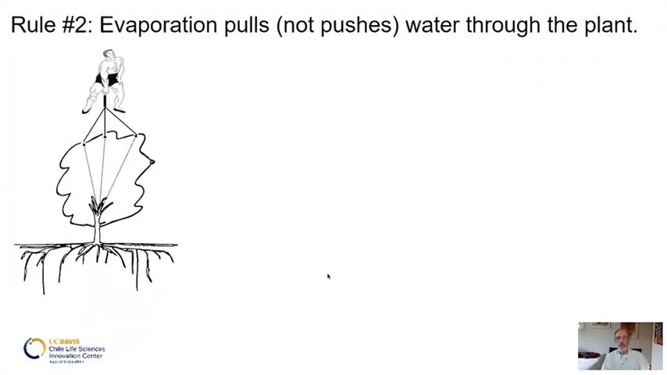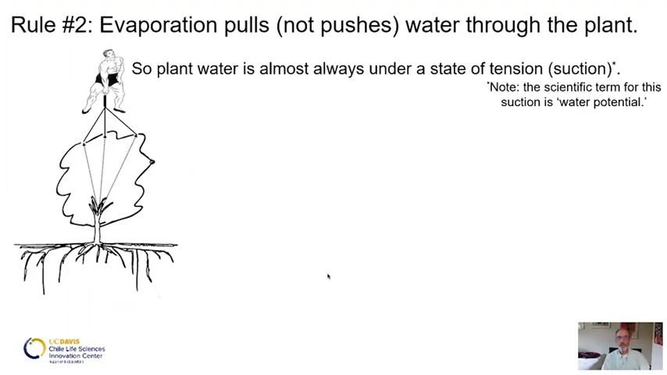Another rule is that water movement through a plant is being pulled, not pushed. So evaporation pulls the water out of the plant. And this means that the plant water is almost always under a state of tension. The scientific term for this is water potential, but it's essentially a suction.